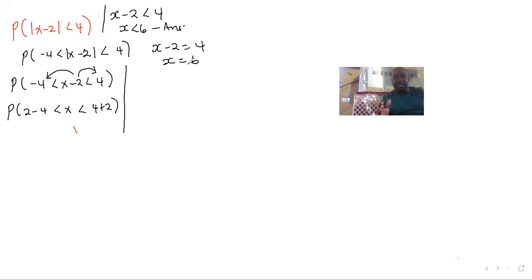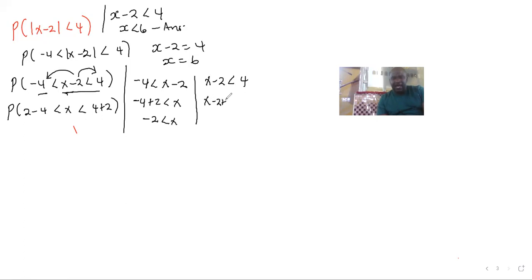Now I'm taking you as people in primary. People in primary solve inequalities like this. Split negative 4 and X minus 2. You'll get negative 4 is less than X minus 2. Do you agree? This gives negative 4 plus 2 is less than X, so negative 2 is less than X. Part 2: X minus 2 is less than 4. You'll get X minus 2 plus 2 is less than 4 plus 2, so X is less than 6. Merging the two, you get negative 2 less than X less than 6 as your answer.